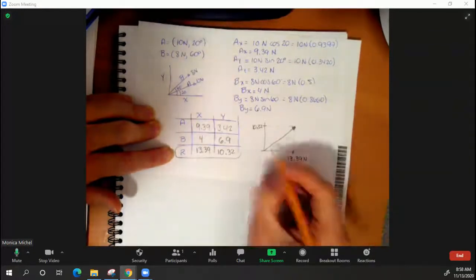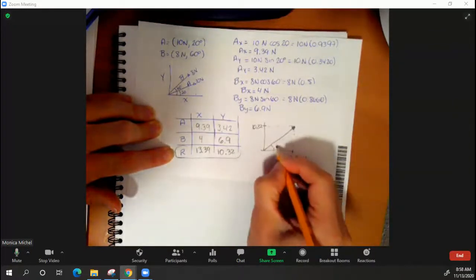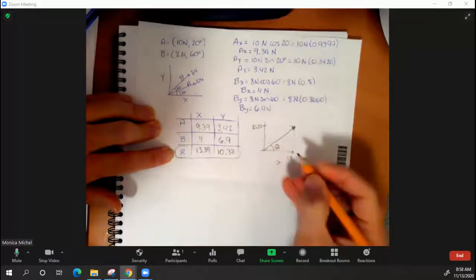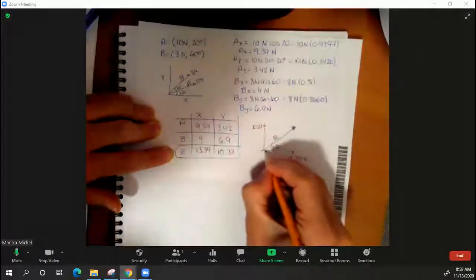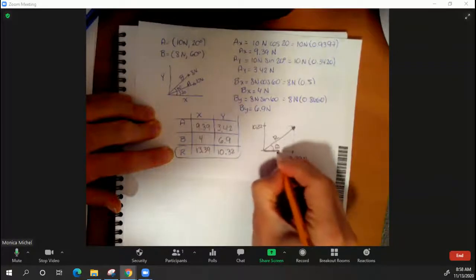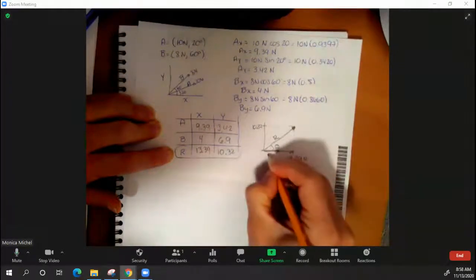What I now need to show is what is going to be the angle and the actual value. Because what I did was add the value for Ax and Bx.